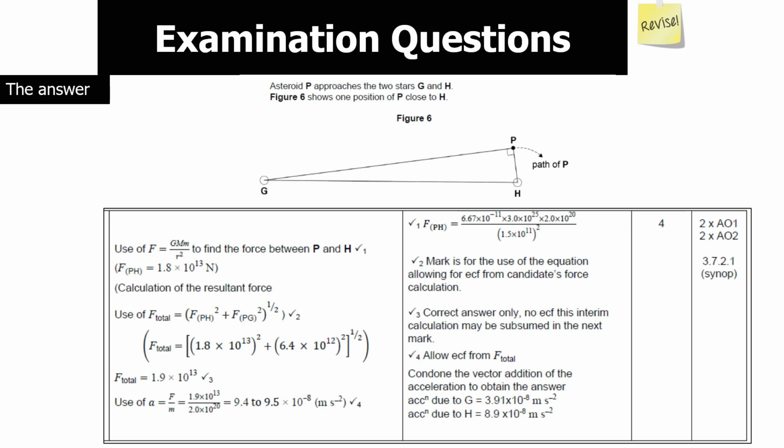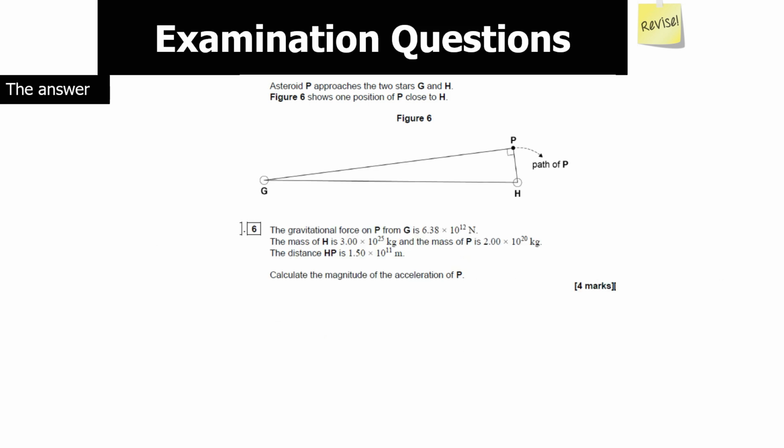So the force between P and H is 6.67 times 10 to the minus 11 times 3 times 10 to the 25 times 2 times 10 to the 20, all over 1.5 times 10 to the 11 squared. That gives you an answer of 1.8 times 10 to the 13 newtons. So what we've now got is the two components of the gravitational force, the one from P to G and the one from P to H.